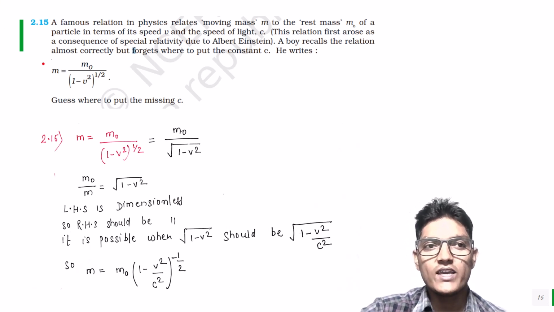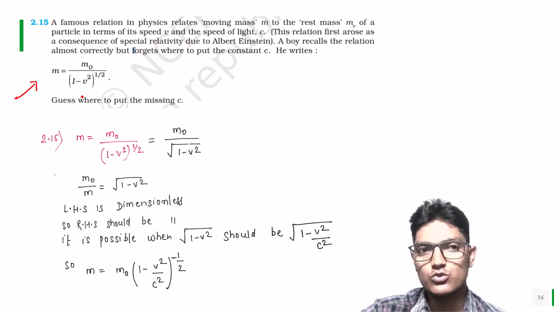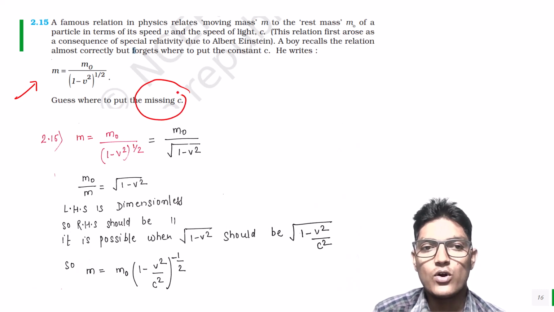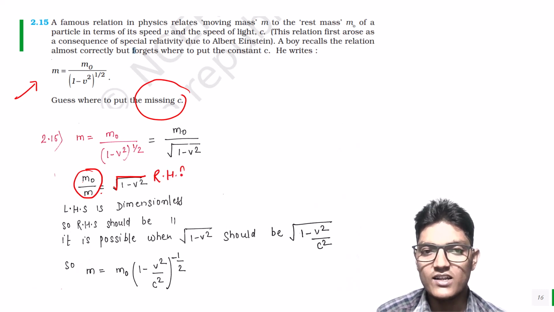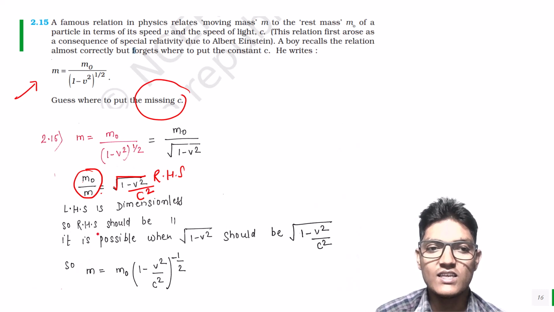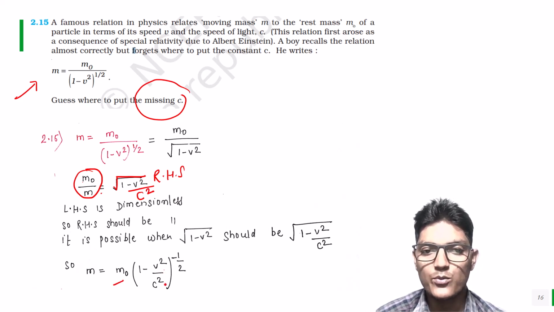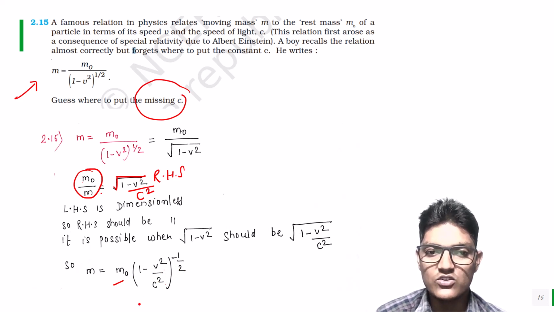यहाँ पर जो फॉर्मूला दिया हुआ है, m इज इक्वल टू m नॉट (1 माइनस v स्क्वायर) टू दी पावर 1/2. हमें ये गेस करना है कि c को हम कहाँ पे पुट कर सकते हैं. फर्स्ट ऑफ ऑल m नॉट अपॉन m क्या हो जाएगा, √(1 माइनस v स्क्वायर). यहाँ पे जो LHS है हमारा ये डायमेंशन लेस है, तो RHS भी हमारा डायमेंशन लेस होना चाहिए. और ये तभी पॉसिबल है जब हम v स्क्वायर के नीचे c स्क्वायर से डिवाइड करेंगे. सो हम कह सकते हैं कि m इज इक्वल टू m नॉट (1 माइनस v स्क्वायर अपॉन c स्क्वायर) टू दी पावर -1/2. तो c कहाँ पे पुट होगा, v स्क्वायर के रेसिप्रोकल में.